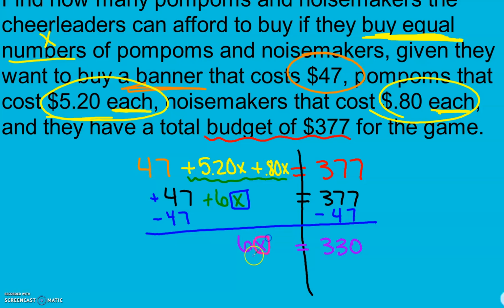My x is being multiplied, so I get rid of it by dividing. And here I'm going to get 55. So we can buy 55 pom-poms and 55 noisemakers, spend our total budget, and give those out at the pep rally.